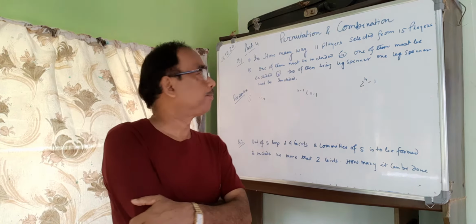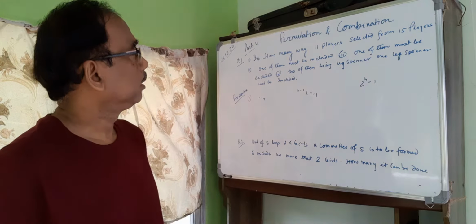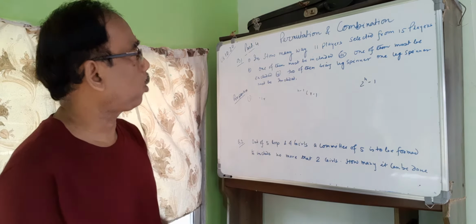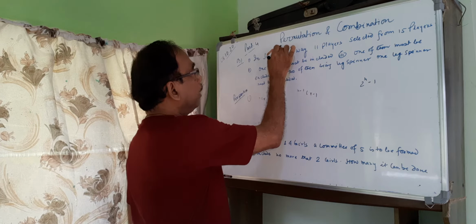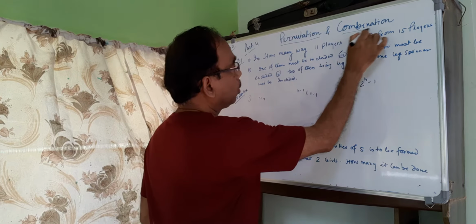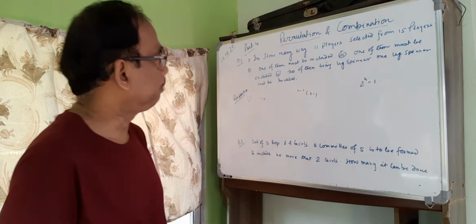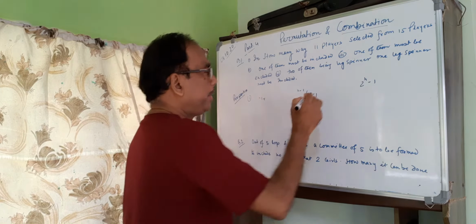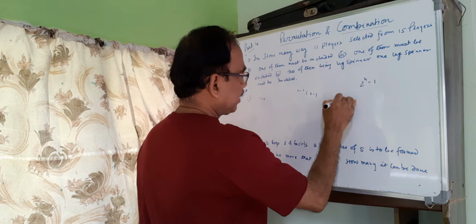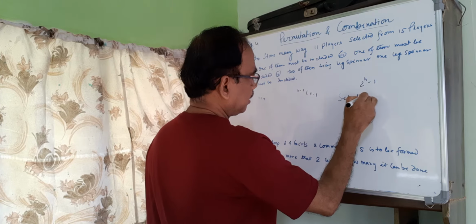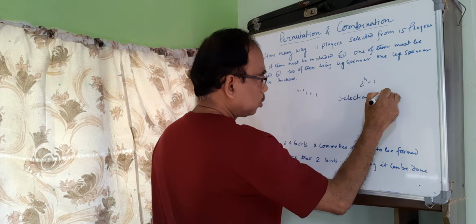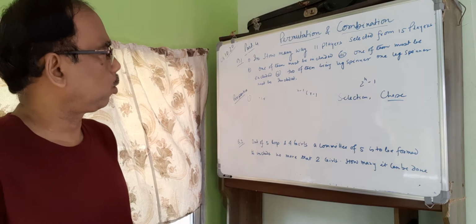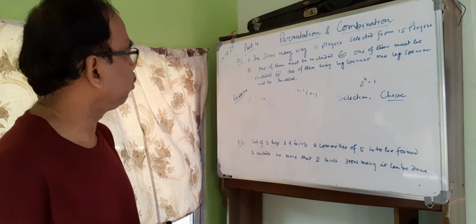Hi students. Now in my part 4, fourth class of permutation and combination, today we shall start combination. In my previous class, I told you what is combination. Combination means selection or choose. You have to select or choose. I told you. Now I am just reminding you again.